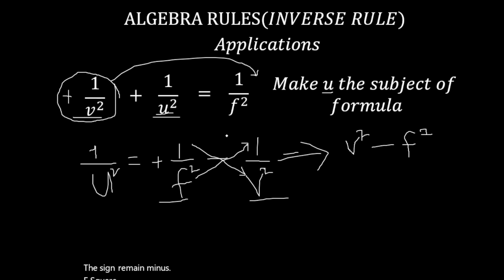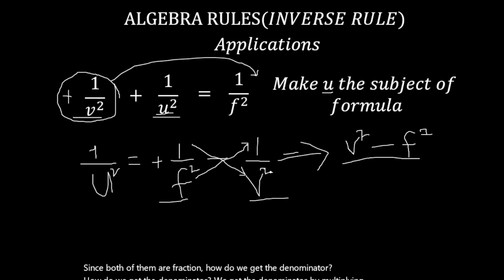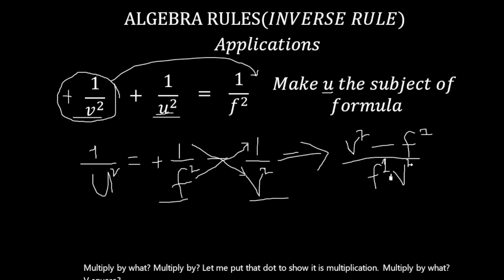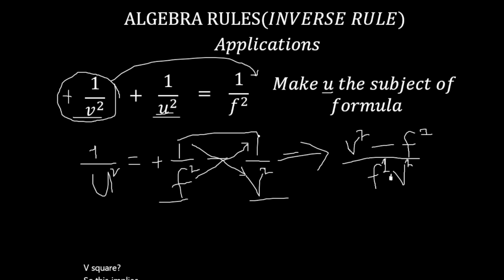Now, since both of them are fractions, how do we get the denominator? We get the denominator by multiplying each of the denominators together. It will now be what? F square multiplied by, let me put that dot to show it is multiplication, multiplied by what? V square. So this implies that everything in this place, we have transformed it to this.